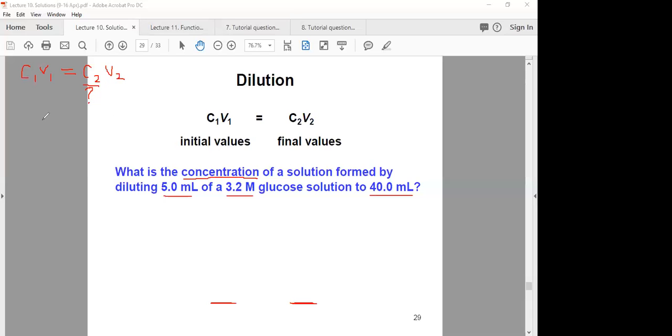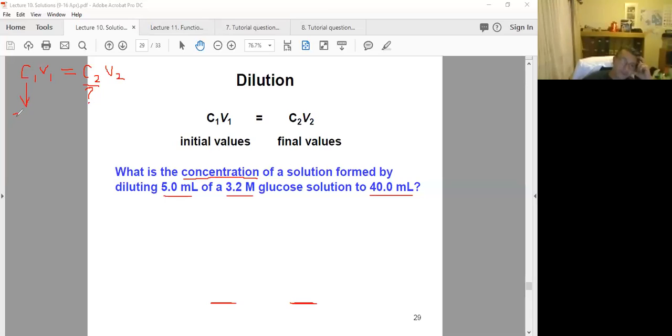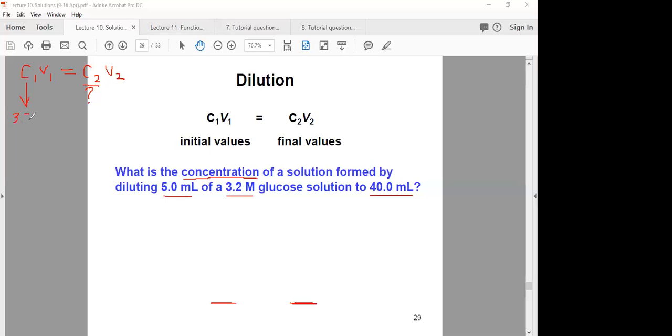What is our C1? 3.2 molar. 3.2 molar is correct. So we've already got this 3.2 molar solution. What volume? 5 mil. Yep, correct. And what final volume do we want? 40 mil. 40 mil, correct.